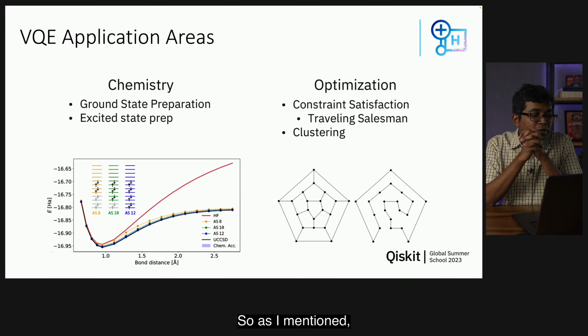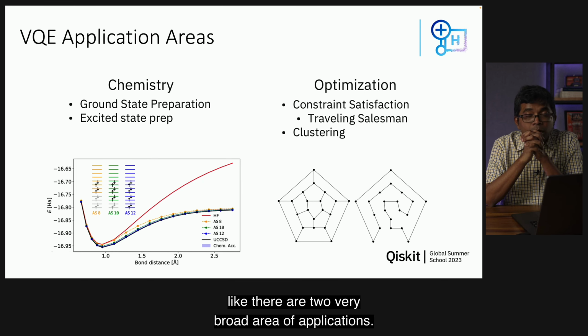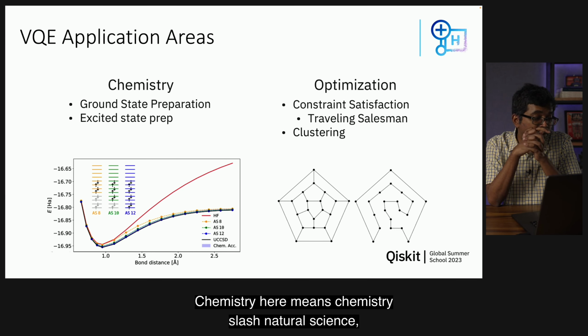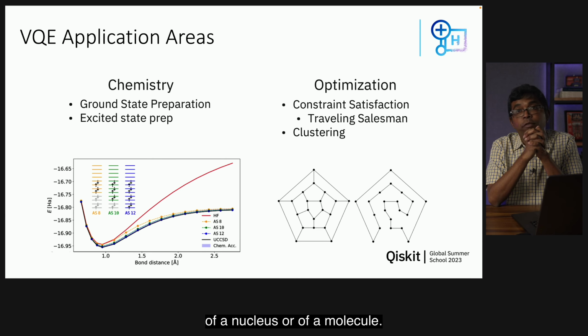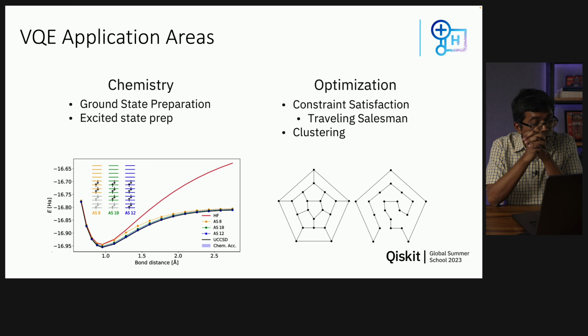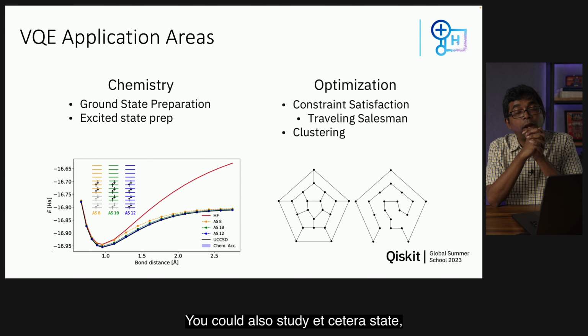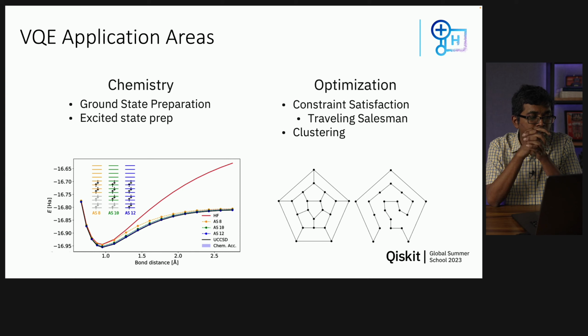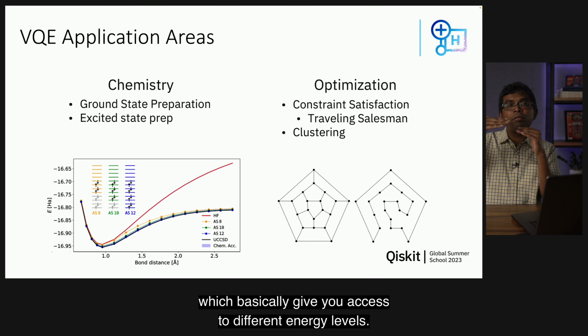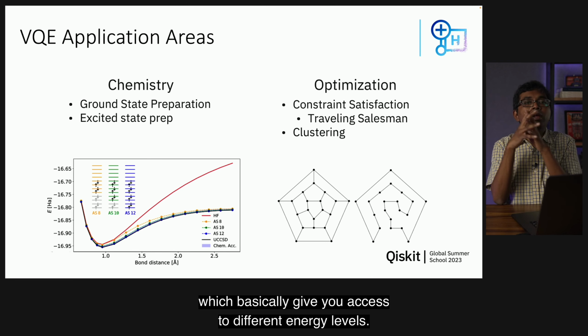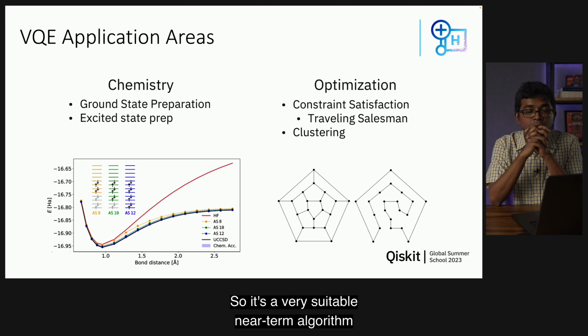So as I mentioned, there are two very broad areas of application. Chemistry here means chemistry and natural science, where you can estimate the ground state of a nucleus or of a molecule. You could also study excited states by changing the algorithm a little bit. But as you see, this is the algorithm which basically gives you access to different energy levels. So it's a very suitable near-term algorithm for such problems.